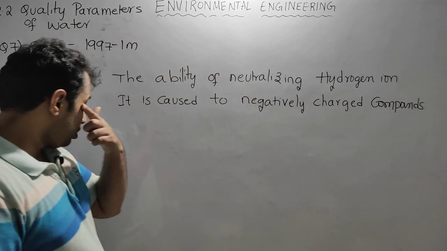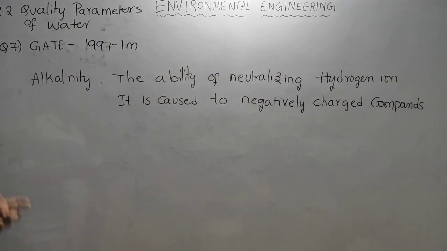So alkalinity is caused because of negatively charged compounds, and alkalinity is defined as the ability of neutralizing hydrogen ion. So let us see the options. It is the measure of ability of water to neutralize oxygen. Option A, wrong. Option B, it is the measure of ability of water to neutralize carbonates. No, carbonates again they are anions. So these are also negatively charged. They cannot neutralize anion.